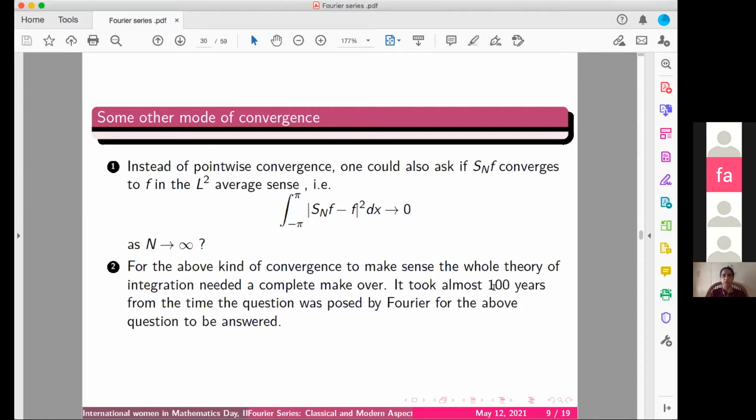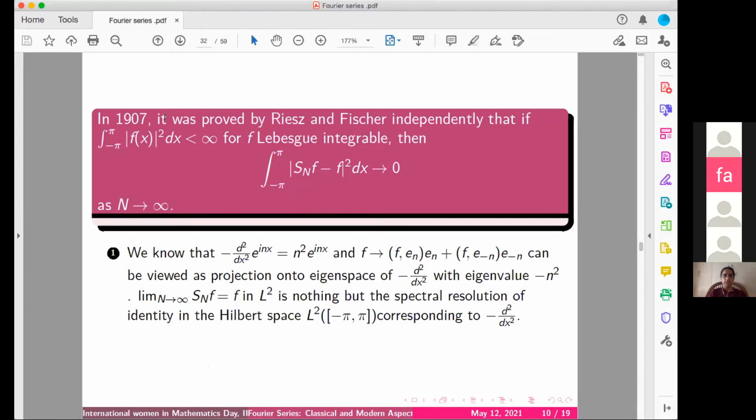And it actually took almost 100 years from the time the question was posed by Fourier for the above question to be answered. So in 1907, after all this measure theory was sort of making sense, Riesz and Fischer independently proved that if you have a square integrable function, that is, this integral from minus pi to pi of f of x mod square dx is finite, and of course it is Lebesgue integrable, then this L2 average goes to 0. Okay. So at least we have something in the averaging sense, but then there is still a lot to be discovered.